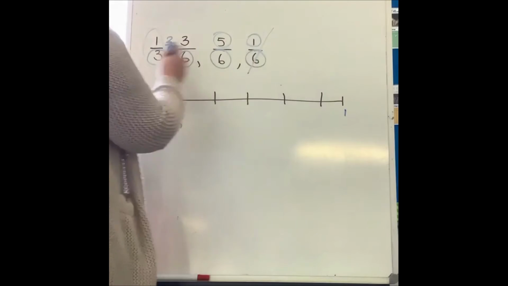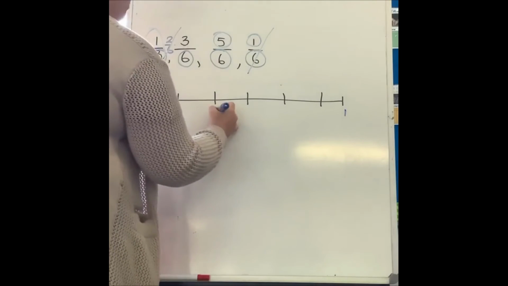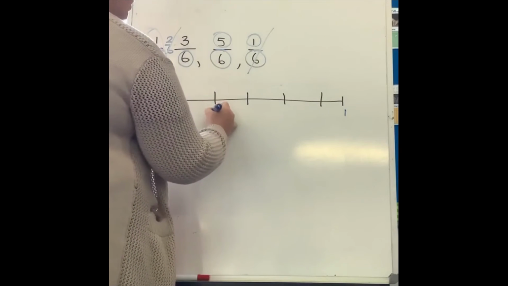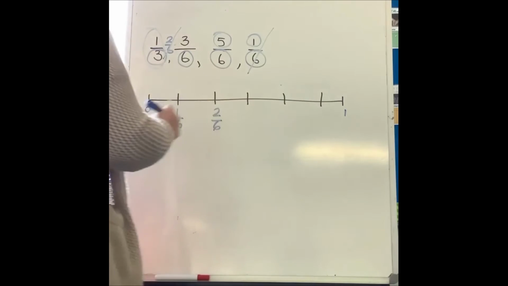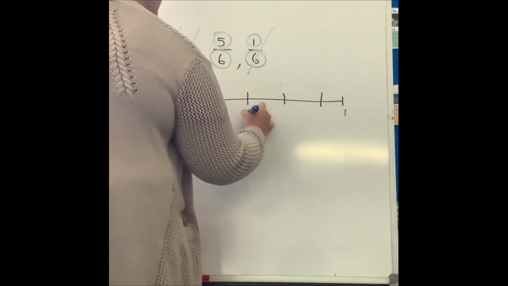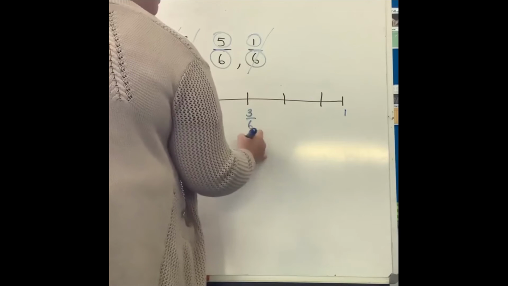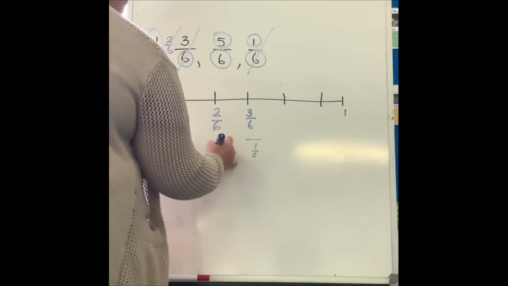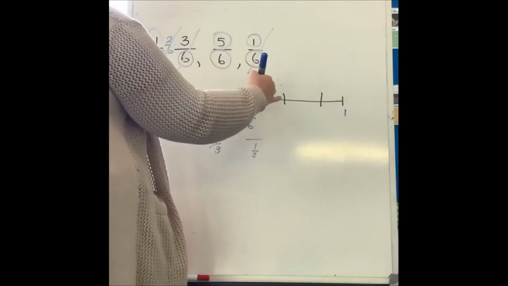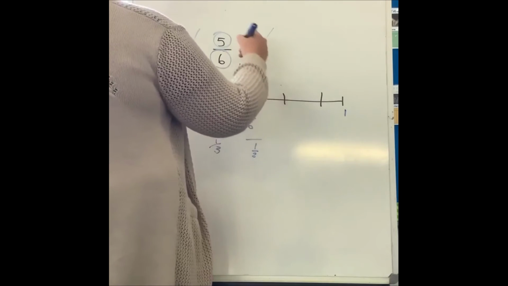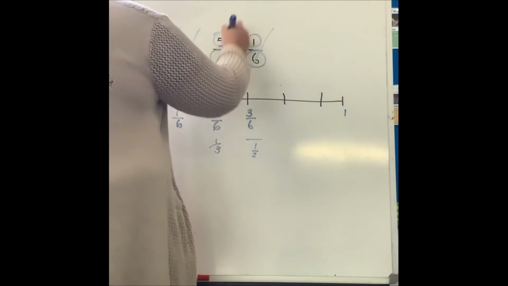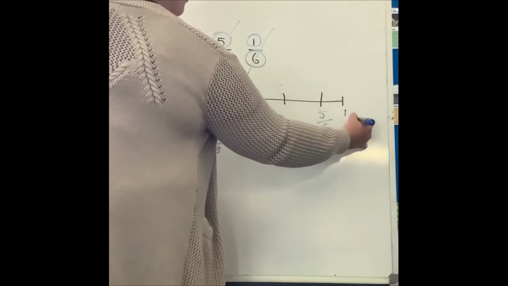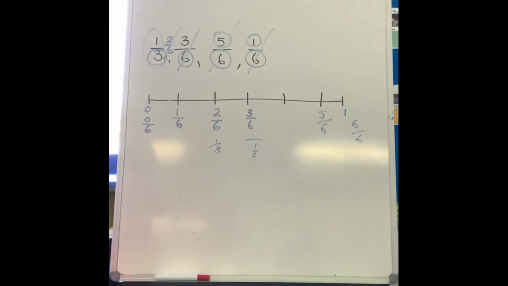My next one is my 1/3, which represents 2/6. So I know that I need to jump across to my next mark for my 2/6. Next, 3/6, which is an equivalent fraction of 1/2. Sorry, that was my equivalent there. Next, I'm going to jump across. Now, I don't have 4/6 here, so I'm going to leave that because I haven't been asked to put it on my number line, but my last one here is 5/6, and I know that that's going to be my second last mark because my whole is represented as 6/6.